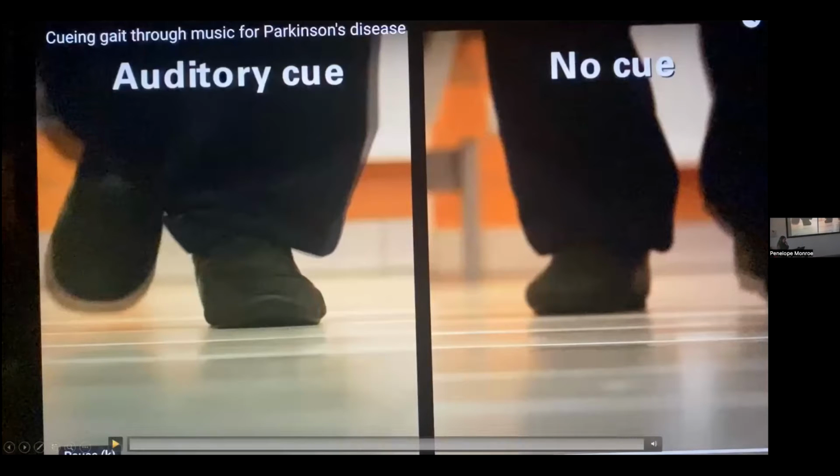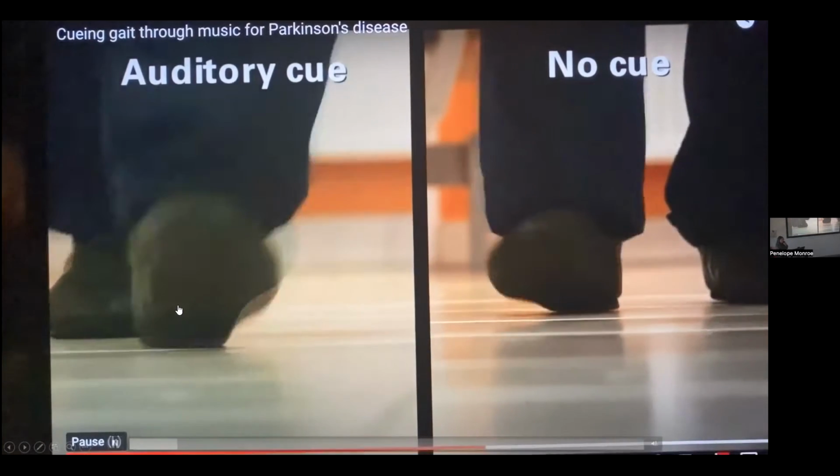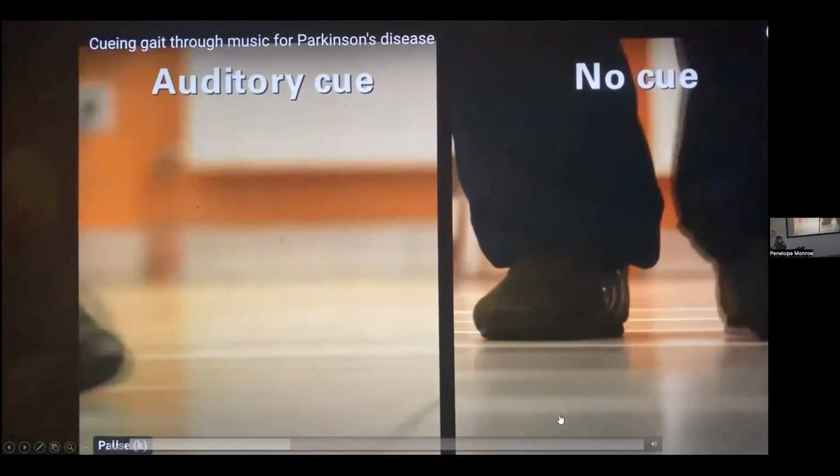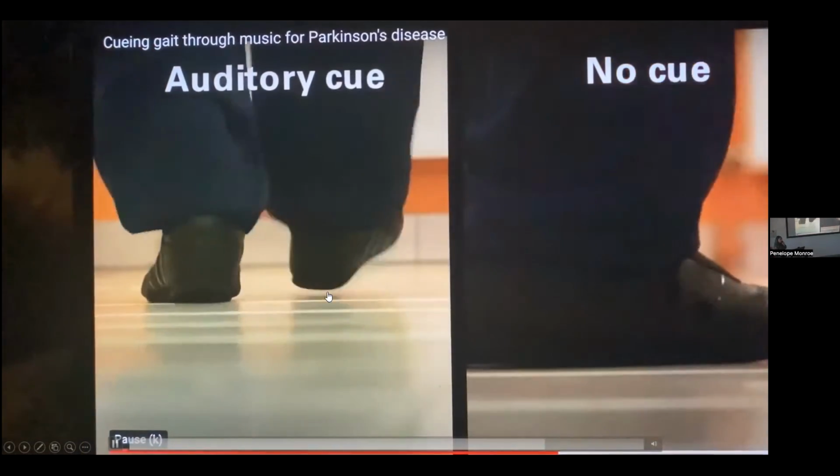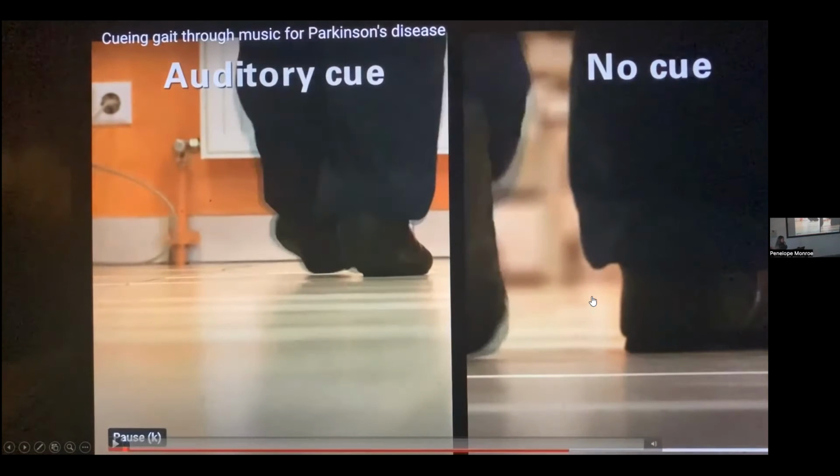So I might skip this video, but actually it's quite nice to show you because this is a man with a cue on the left and no cue on the right. And you can see he's sort of much quicker and more confident with his feet with the auditory cue, whereas he's shuffling quite a bit where there's no cue.